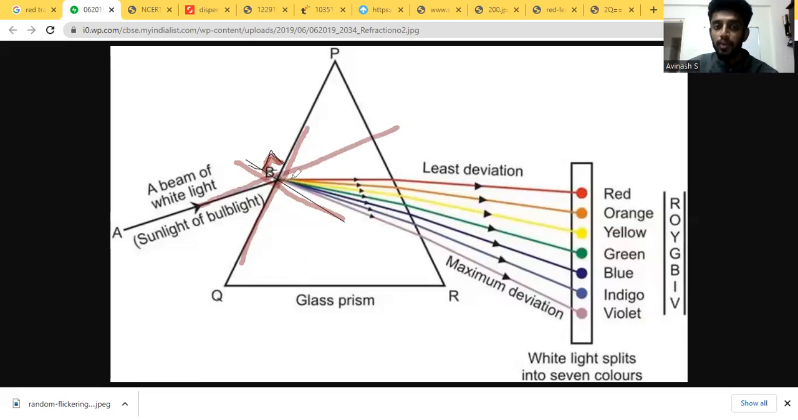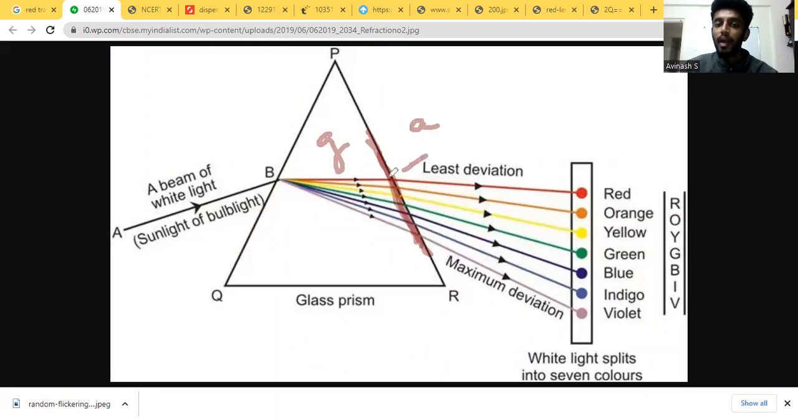It has been bent towards the normal. You can see all the light rays are bending towards the normal, and that is because the light rays are traveling from a rarer medium to a denser medium. This is about this interface. Again, at the second interface also, there's a change from glass to air.